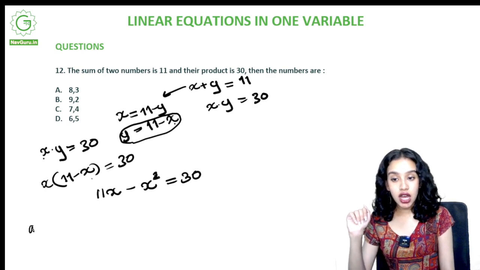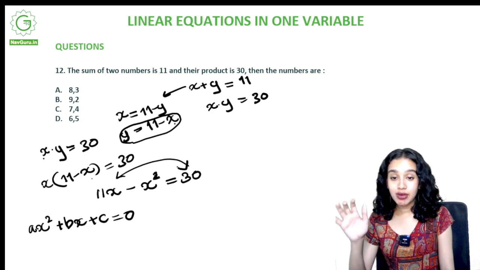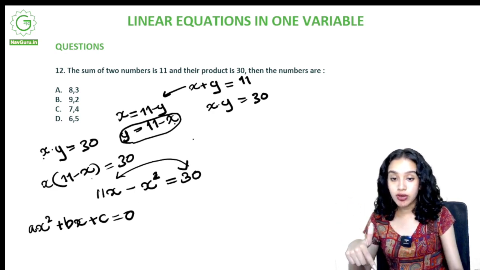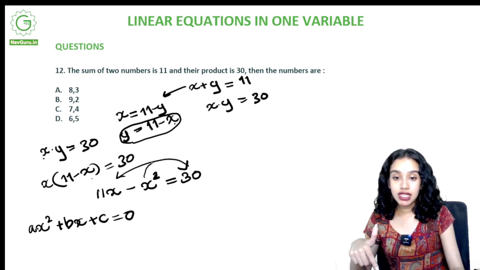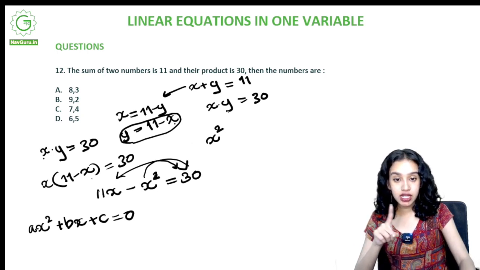Quadratic equations are of the form ax square plus bx plus c is equal to 0. But is this equation in that form? It's not given in that form, but we could make it in that form. How can we make it in that form? We could take the x square to the other side. So minus x square becomes plus x square. So 11x is plus 11x here. When we take it to the other side, it becomes minus 11x.